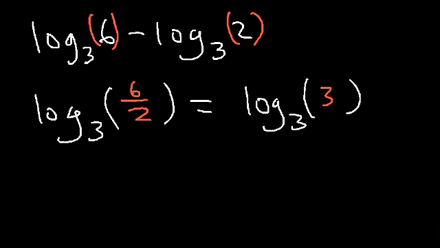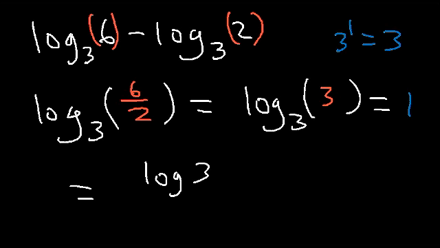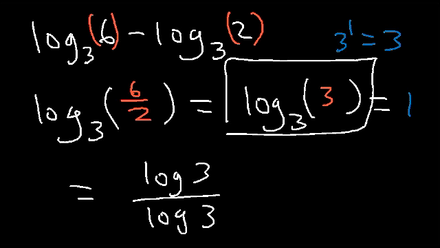Now what is log base 3 of 3? 3 to the what power is equal to 3? This is 3 to the first power. 3 to the first power is 3. So log base 3 of 3 is 1. Keep in mind, you can use the change of base formula. Log base 3 of 3 is the same as log 3 over log 3, which cancels and gives you 1.